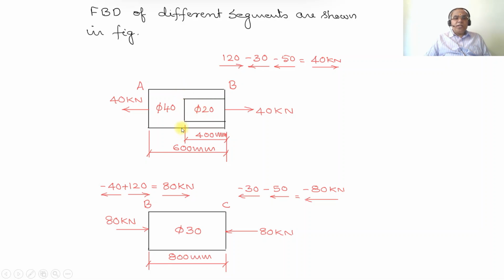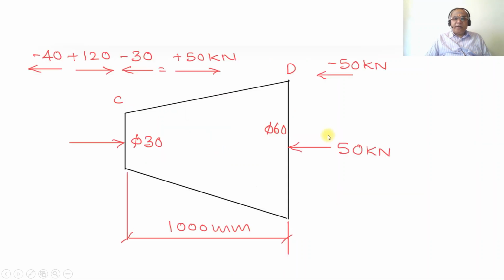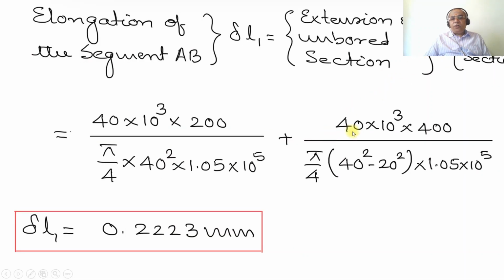So this becomes a hollow cylinder, a hollow circular bar, wherein again P is equal to 40 into 10 to the power of 3, into length 400, divided by pi by 4 into 40 square minus 20 square, into 1.05 into 10 to the power of 5. So that is what we have written here. On simplification, the delta L1 you are going to get is 0.223 mm.